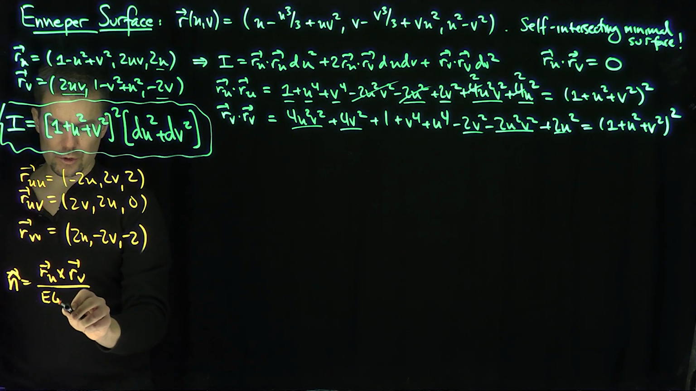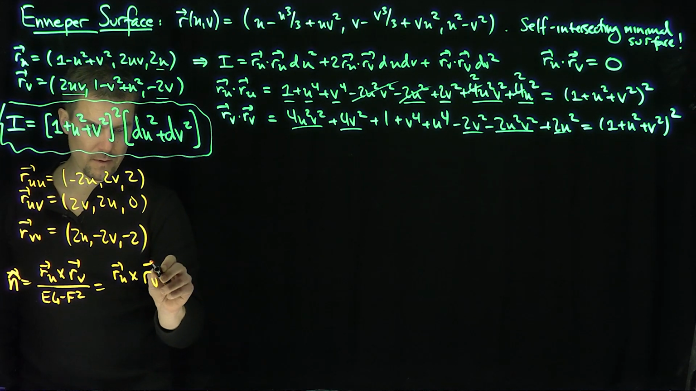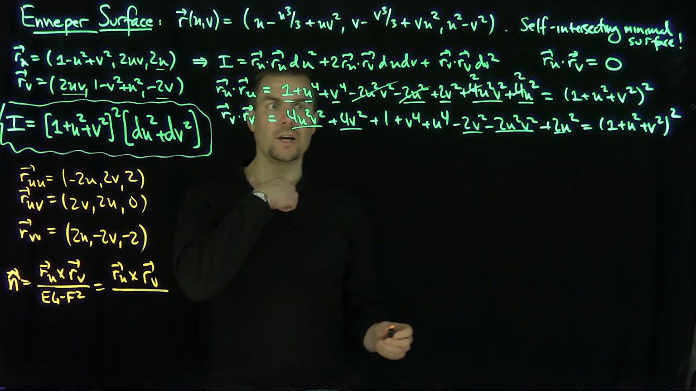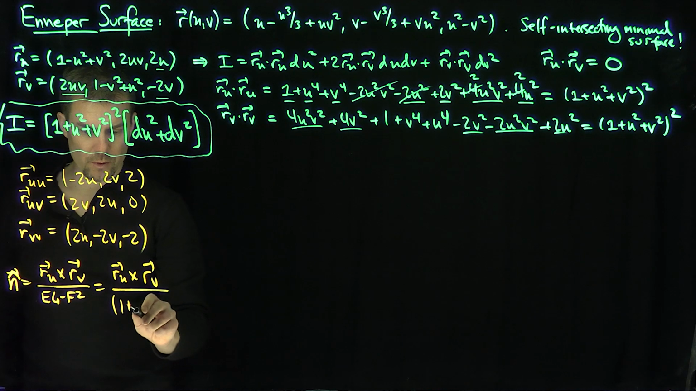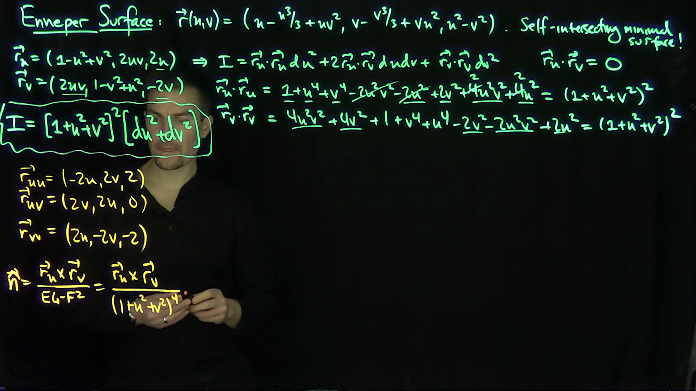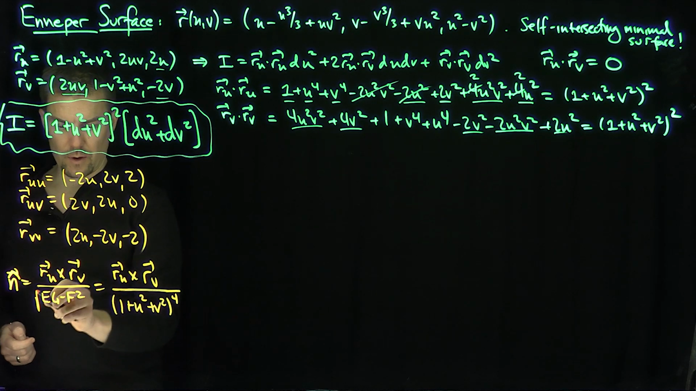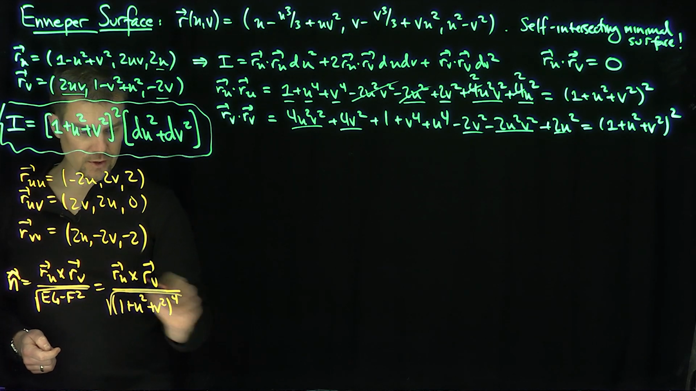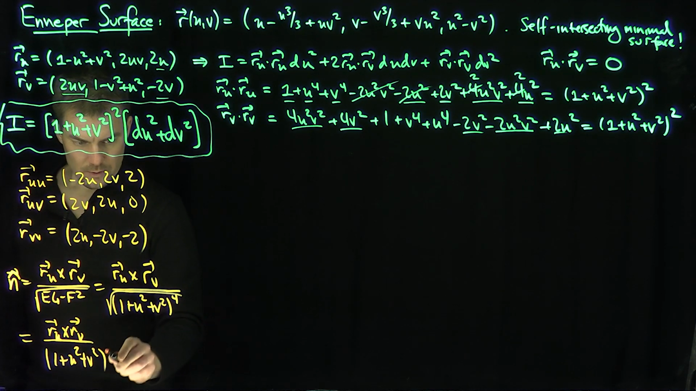which is going to be the square root of EG minus F squared. So it's just going to be RU cross RV divided by what? It's divided by the square root of EG, and EG is going to be what? EG is going to be this expression times this expression. It's going to be 1 plus u squared plus v squared to the 4th power over there. Beautiful. And it's going to be the square root of this thing over here. So in other words, it's the length of that thing, so it's going to be the square root of this expression. So we're just going to get the factor of 2. So it's going to be RU cross RV over 1 plus u squared plus v squared squared, like that.